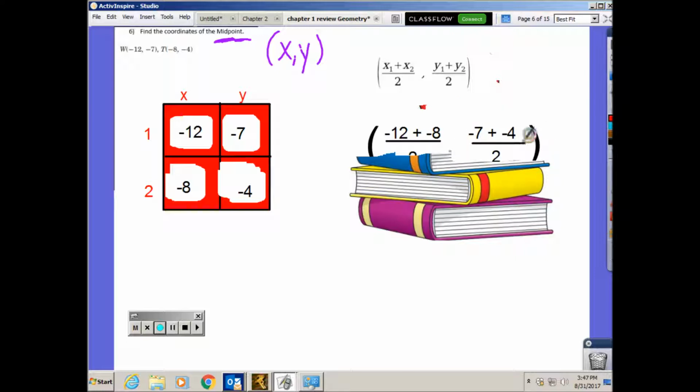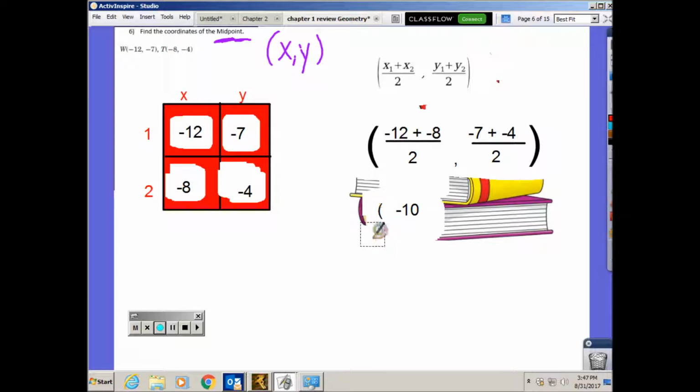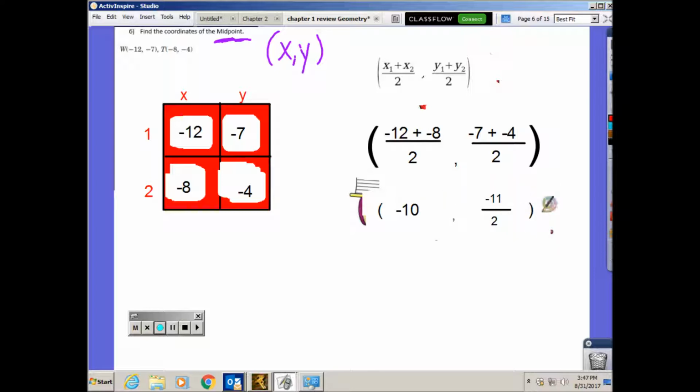So I'm going to set up these values. X sub 1 is negative 12, x sub 2 is negative 8. Y sub 1 is negative 7, y sub 2 is negative 4. Negative 12 plus negative 8 is negative 20, divided by 2 is negative 10. Negative 7 plus negative 4 is negative 11, divided by 2 is negative 11 over 2. And that is the answer.